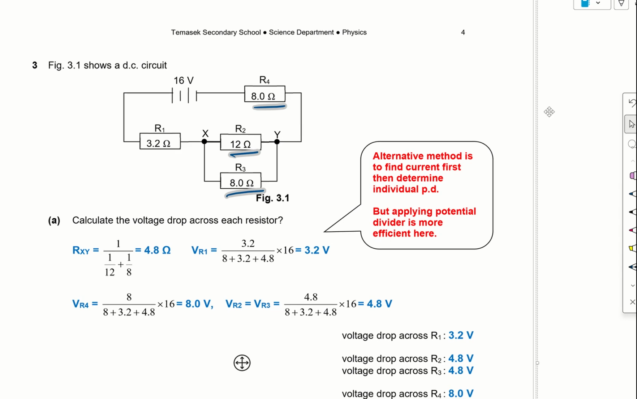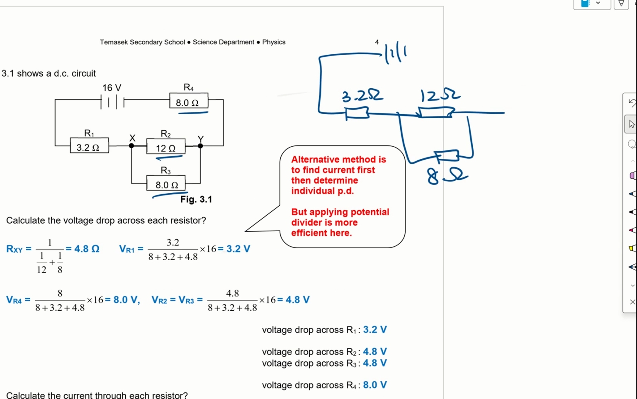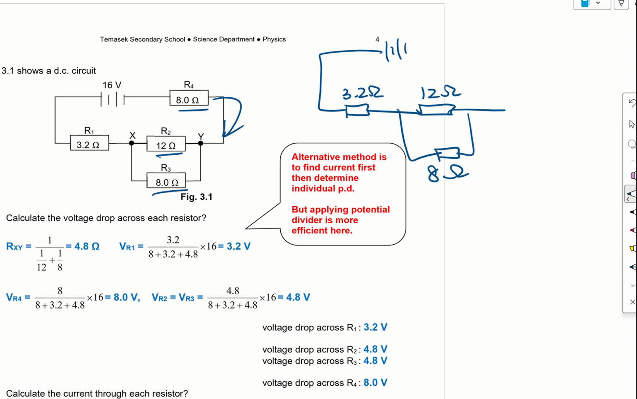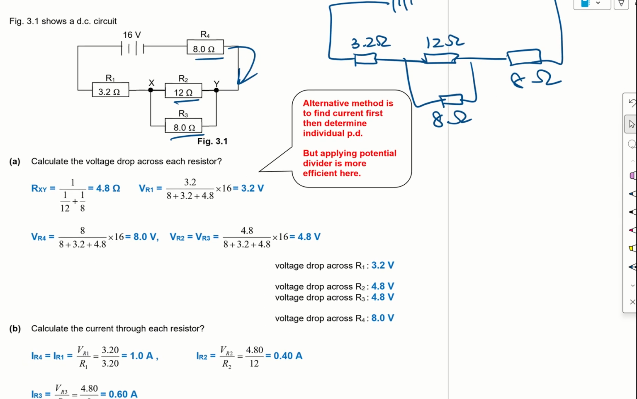Okay, so if you are more comfortable, you can actually redraw this very quickly to look something like this: 12 ohm, 8 ohms. Okay, then we can actually pull this down to here, 8 ohm. So that it looks more like the usual circuit that you are familiar with. They want us to calculate the voltage drop across each resistor, which is to calculate the potential difference.